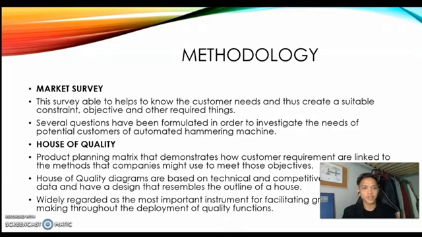The second one is the house of quality. It is a product planning matrix that demonstrates how customers' requirements are linked to the methods that companies might use to meet those objectives. House of quality diagrams are based on technical and competitive benchmarking data and have a design that resembles the outline of a house.